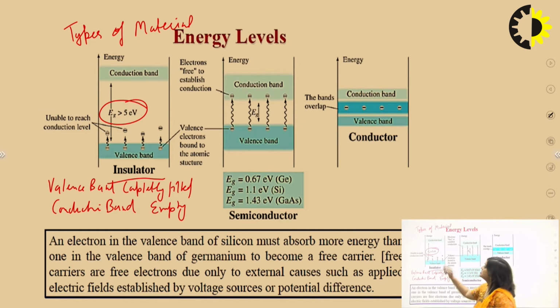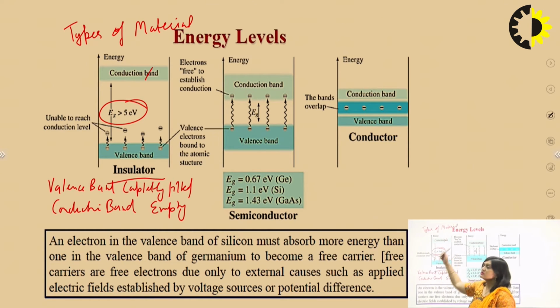Means in the conduction band there are no free electrons available. That's why conductivity is zero in case of the insulator. All the electrons are available only in the valence band. They are not available in the conduction band. And if these electrons are given energy greater than 5 electron volt, then they come into the conduction band, and this process is called insulation breakdown. And this energy can be given with a high temperature or by applying an electric field.